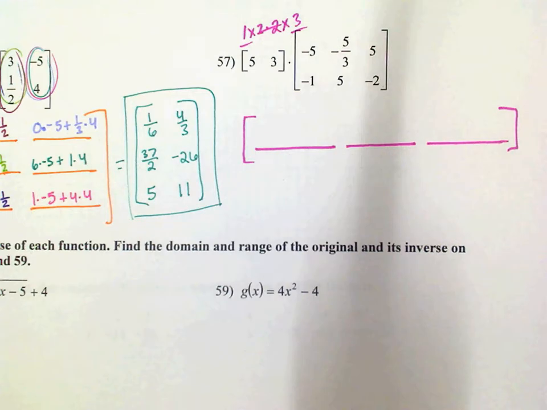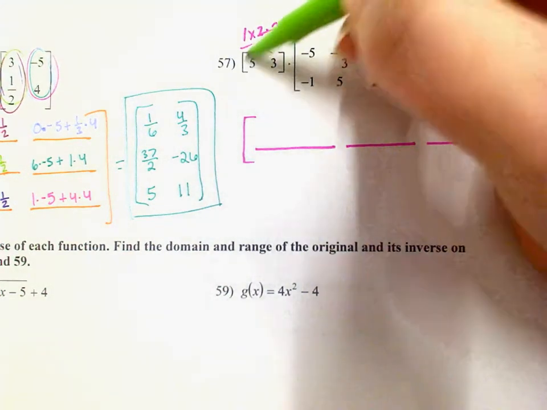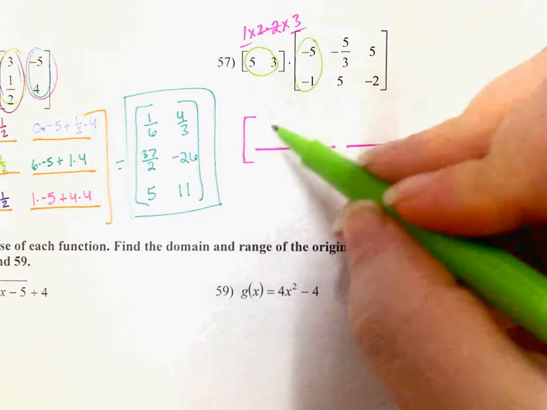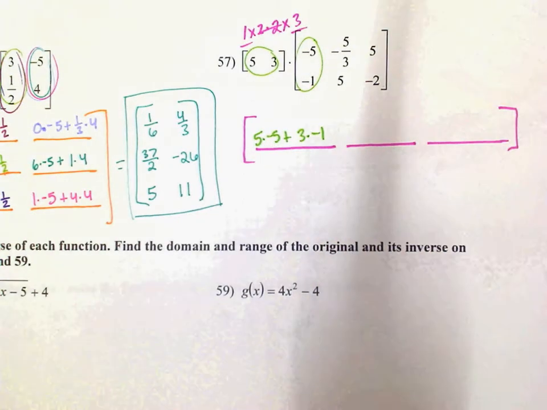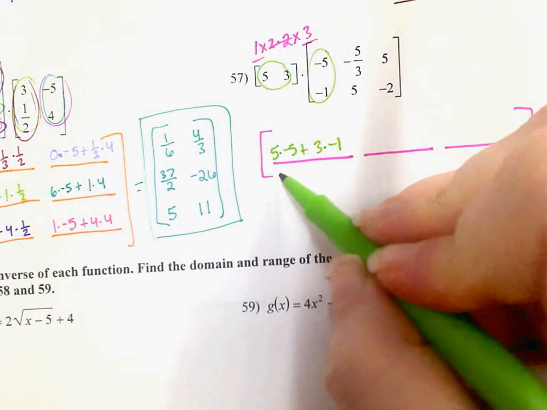Okay, so row by column, so I'm going to multiply 5 times -5 plus 3 times -1, which is -25 minus 3, so -28.